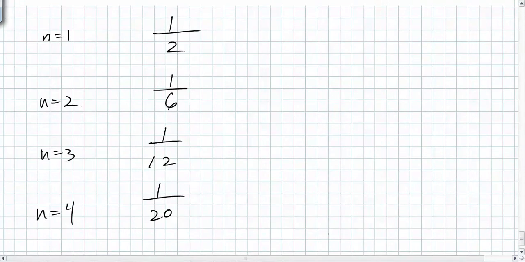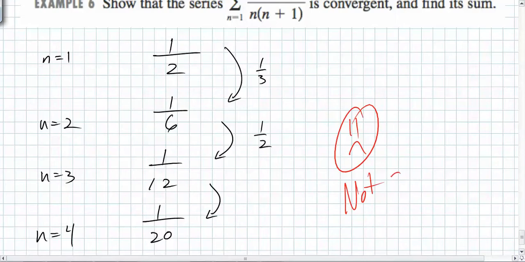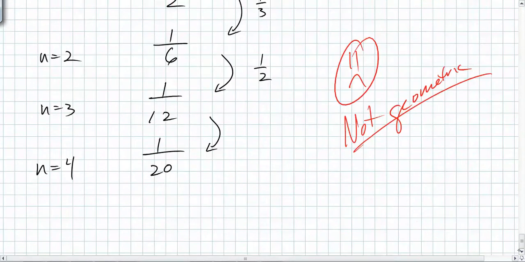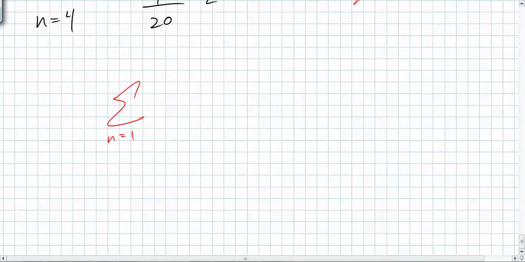Now here's the thing. Is it geometric? Does it look like it's geometric? Well, look, we multiplied by 1/3. We multiplied by... what's going on? We notice, okay, sad, not geometric. So what are we looking at again? It's the sum of n equals 1 to infinity of 1 over n times n plus 1. Does that look like anything we've done before or structurally?